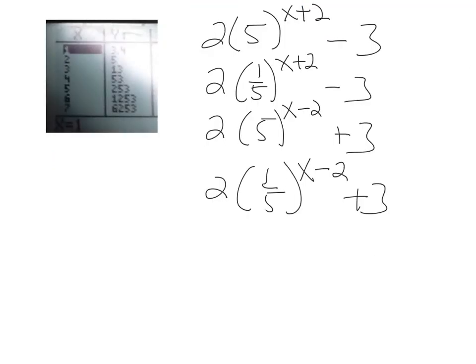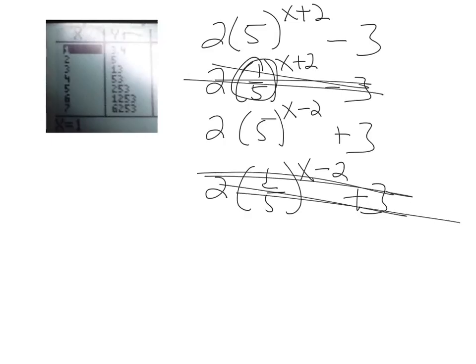So here's the one I made up, and what I'm noticing here for this model is that these y values are increasing, which tells me this is an exponential growth model. This equation, because it's got a 1/5 as a base, is a decay equation, and that one is a decay equation too, so we can throw those right out. Now we're going to look at what's left, and I'm just going to pick some numbers.